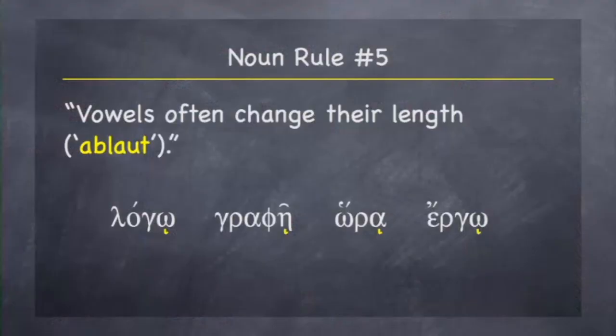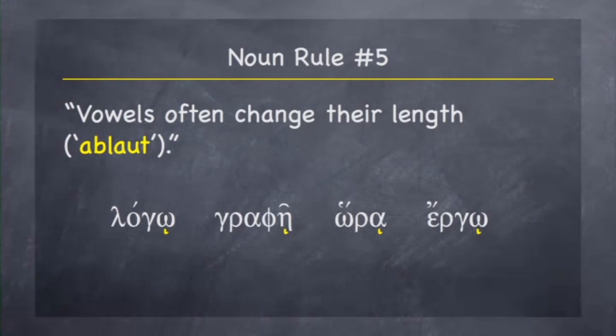Rule 5 has to do with something called ablaut. That's the technical name for it. And all that ablaut says is that vowels can change their length. So, noun rule 5 is vowels often, again often, not always, but vowels often change their length. Now, this is what we saw again with logos. So you have logos with an omicron in the nominative and in the dative singular it goes to logo.